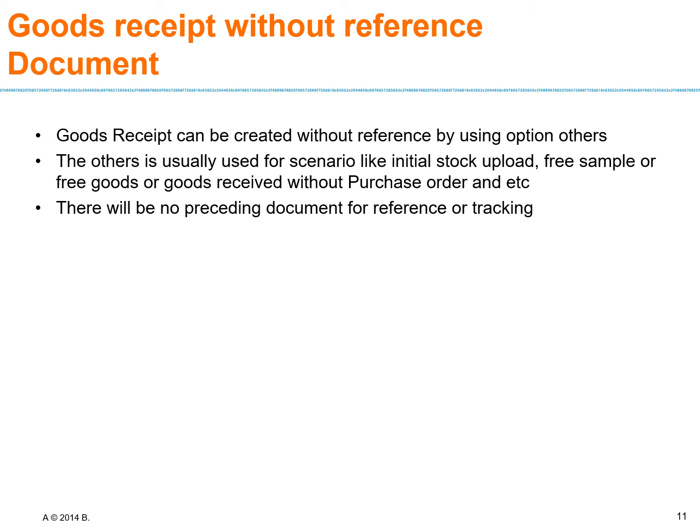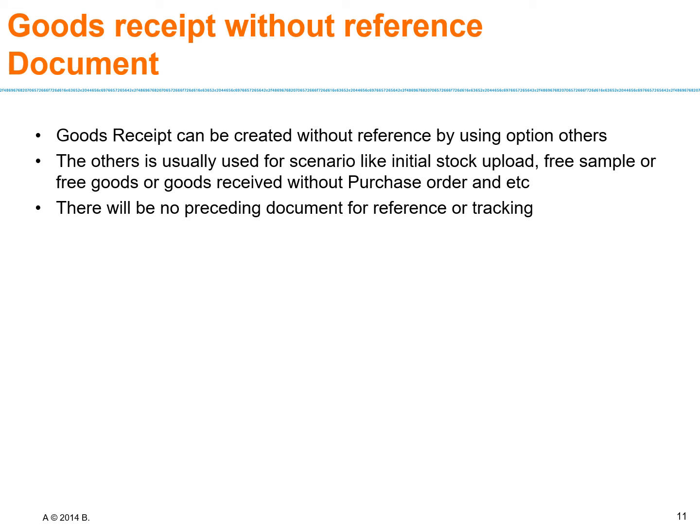Now, what is the process if you want to receive the goods without a reference document? If there is, let's say, an emergency where you want the goods immediately, but you don't have any document against which you'll be receiving the goods, what happens in that case?